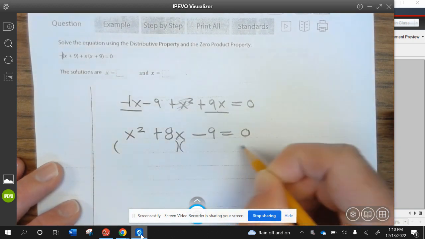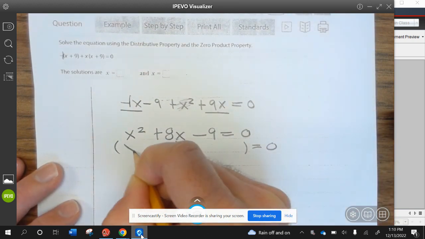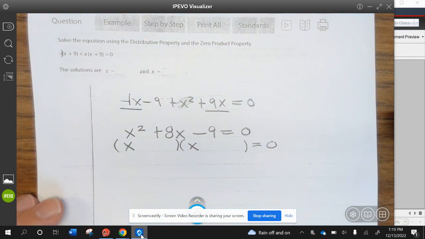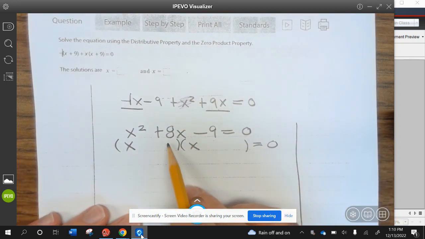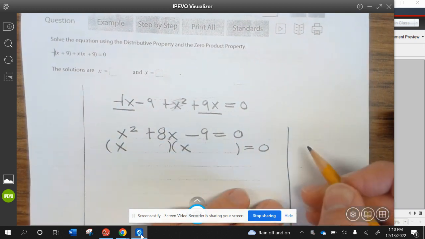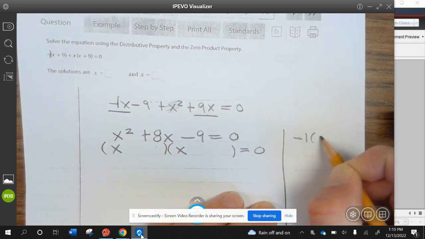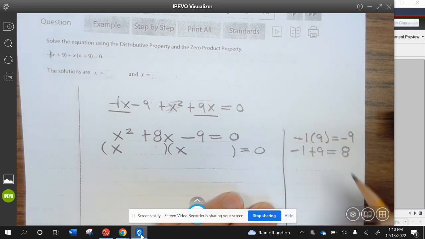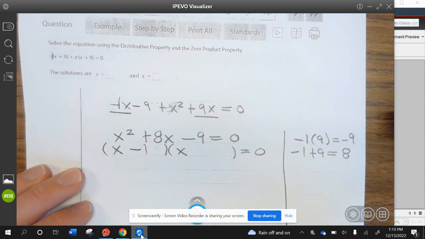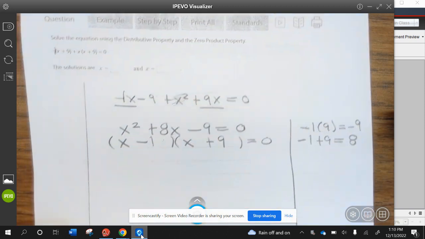Factor, two parentheses equal to 0. X and x is x squared. Now, when you figure out what numbers multiply to give you negative 9 and combine to be 8, since the middle number is positive, the bigger number is positive. So negative 1 times 9 is negative 9. Negative 1 plus 9 equals 8. So our factors are x minus 1, x plus 9.